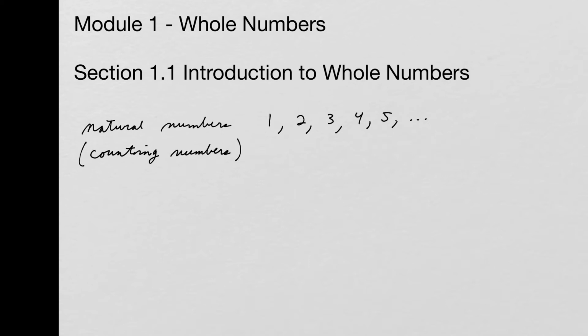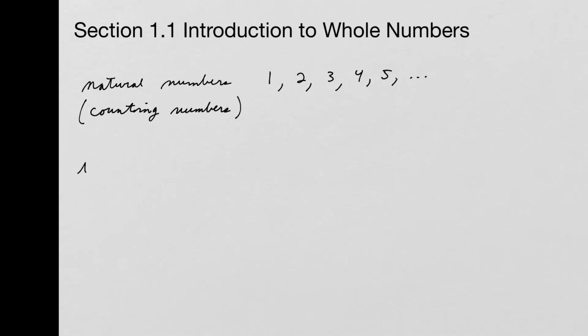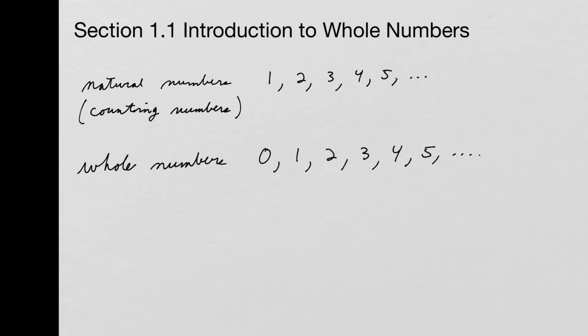So the whole numbers are basically all of the natural numbers, and they also include 0. So when we talk about whole numbers, we have all the natural numbers and 0. And again, they go on forever, to infinity. So I'll just say it includes 0 as well.